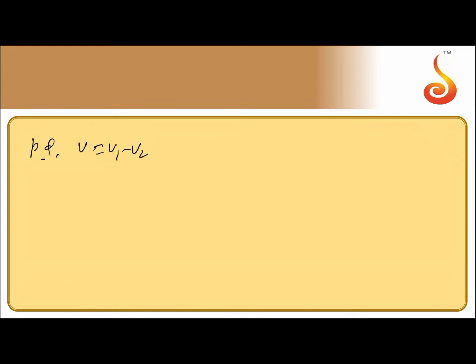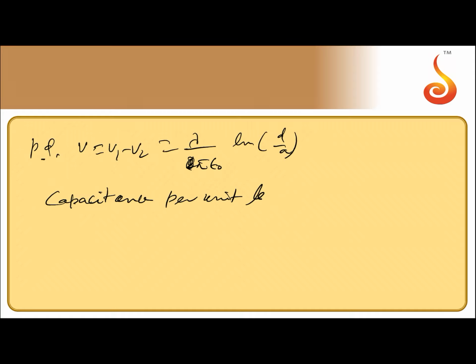Potential difference lambda by pi log of d by A will be added. So capacitance per unit length, pi epsilon naught.